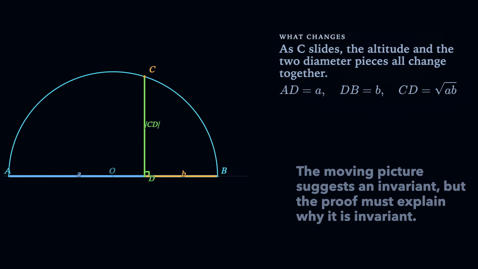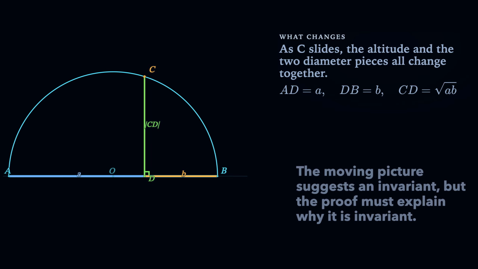The argument will proceed in the most classical way possible. We do not chase an external construction. We look inside the figure, identify two right triangles, and prove that they are similar. Once the similarity is established, the mean proportional appears by proportion alone.